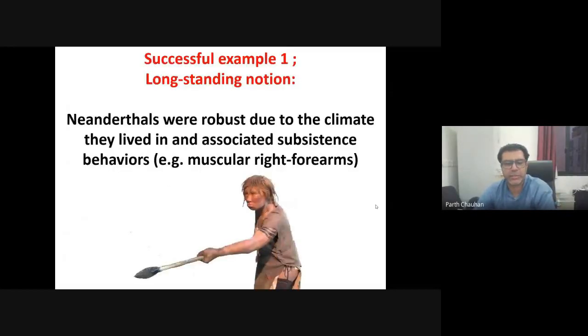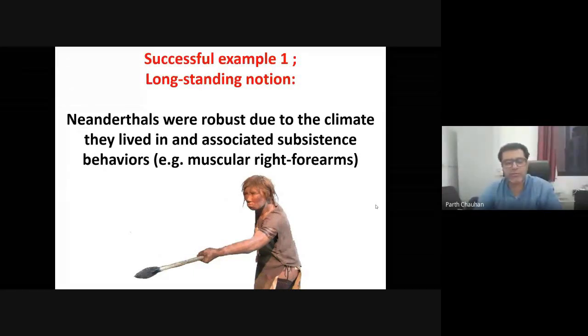So the first example is addressing a long-standing notion that Neanderthals were robust because of the climate they lived in and associated subsistence behaviors. For example, Neanderthal bones and skeletons, from that information we have, they have larger and thicker and more robust forearms than Homo sapiens. And the long-standing notion was that this is because of the climate they were evolved in, especially glacial environment, and because of constant hunting action, this thrusting action with the thrusting spear. So this was a hypothesis.